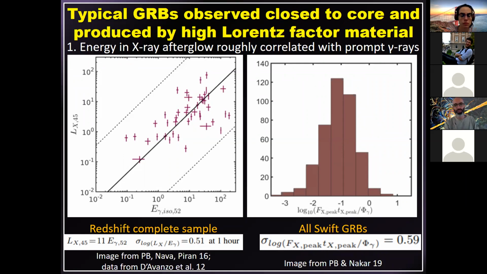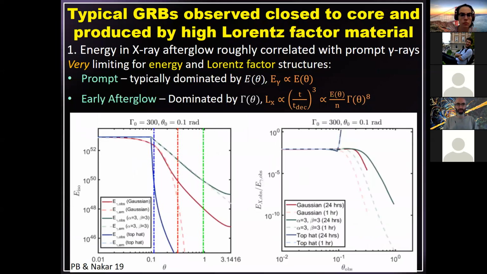So you see here this correlation in the left-hand side. It has some scatter to it, but the scatter is not huge. Similarly, you can get, by the way, the same correlation if you do the most naive thing, which is not to try to get any sample that is complete in redshift and correct for observational biases, but just take all the Swift GRBs, look at their gamma ray fluence, and compare it to the X-ray flux at some fixed time. You get the same correlation with the same scatter. So let's see what this tells us.